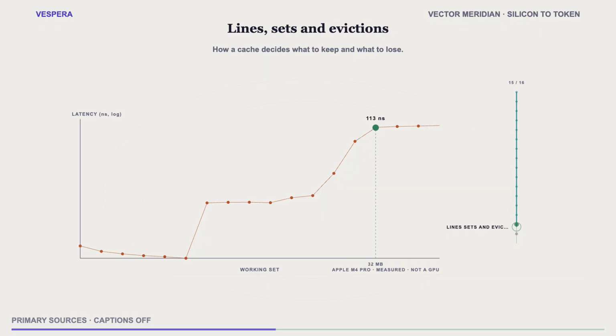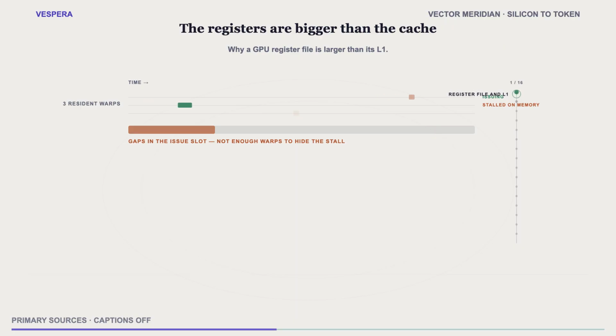Which is why the same program on the same data in a different memory layout can differ by more than an order of magnitude. You did not change what the computer computes. You changed what it correctly predicted. The fastest memory is the memory you never leave.